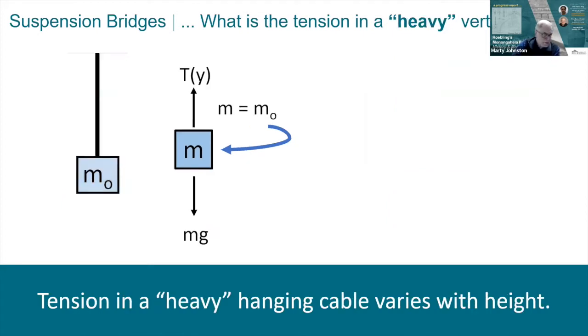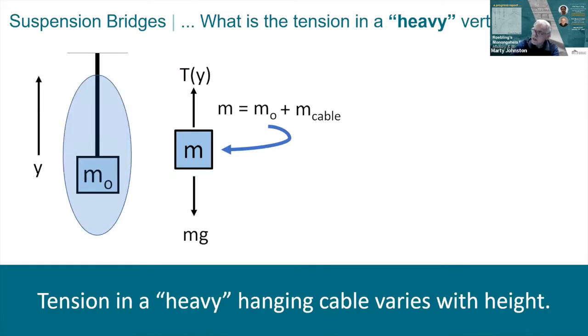If I do the same problem, but I have a heavy cable, now as I look at that system, the piece, that oval, that's the piece that I'm analyzing, is going to change. And I have the M naught enclosed in there, but there's also the piece of the cable that's inside that picture. And as I make that picture bigger and bigger, the mass of the cable that's included in my system gets bigger and bigger. So how do I take that into account?